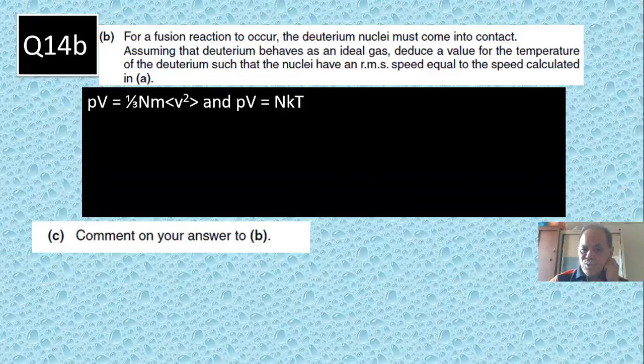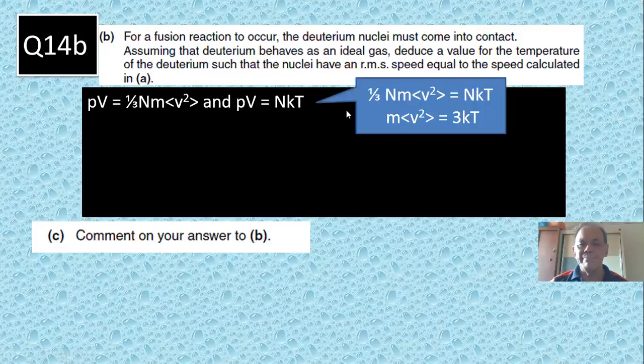Okay, so you don't need to remember the formula, you can derive it. PV equals 1/3 Nm c squared. Then PV equals NkT, where N is the number of particles, k is the Boltzmann constant, T is absolute temperature, and m is the mass of the particle.